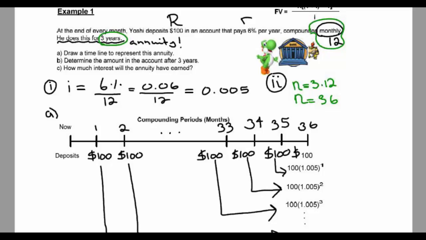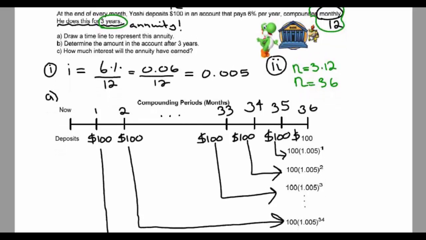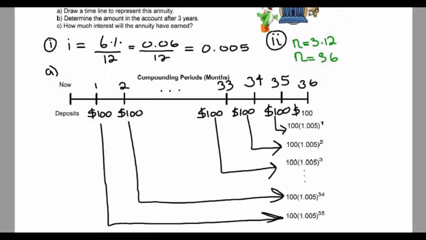And the timeline shows you how all the deposits go through and get calculated with their interest. So you set up your long timeline, and you have all 36 periods, but you use dot, dot, dot, because it just means the pattern continues. And then you have all your deposits, $100, $100. Here I should have had a dot, dot, dot, and then all the $100 deposits.